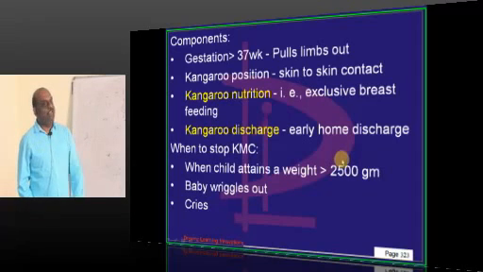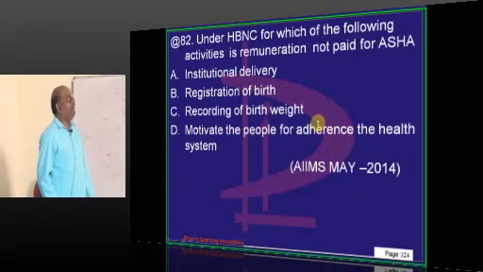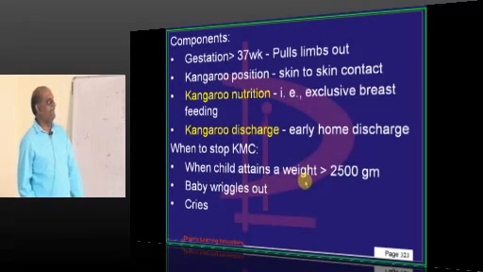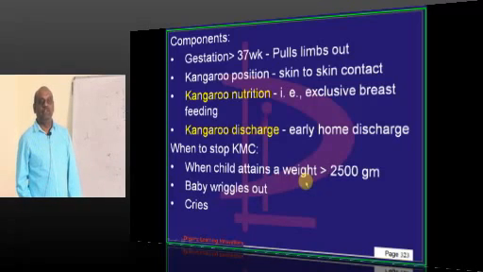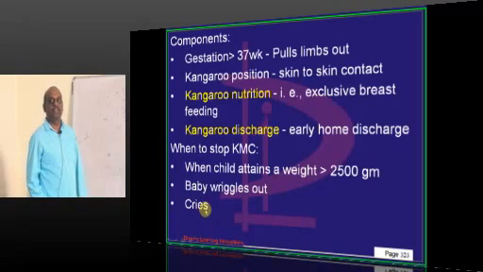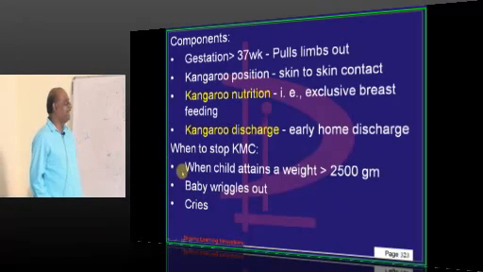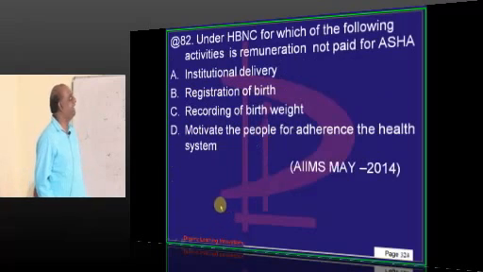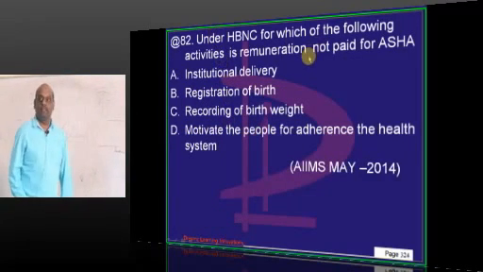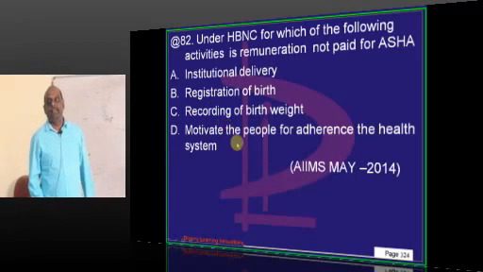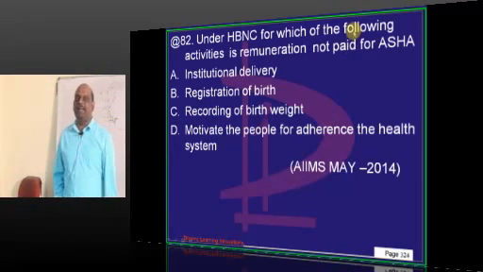Okay? So in exam, know kangaroo. Then when to stop kangaroo is also defined. Whenever the child achieves weight more than 2500 grams, or you have finished 12 subjects out of 19 subjects, whichever is early. You can stop kangaroo. The baby wriggles, you will say no more problem, I can live myself, the baby will blink at you. Or if the baby cries, then under HBNC, what all does the ASHA have to do to be paid?